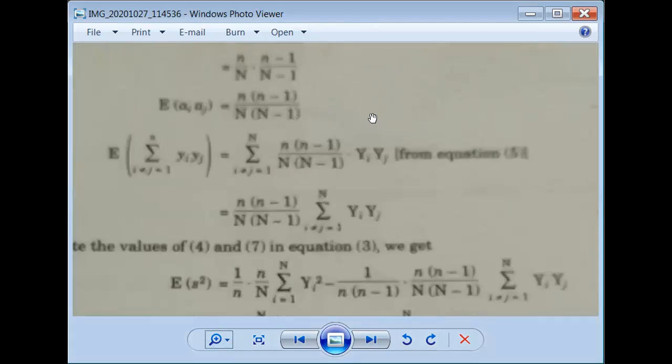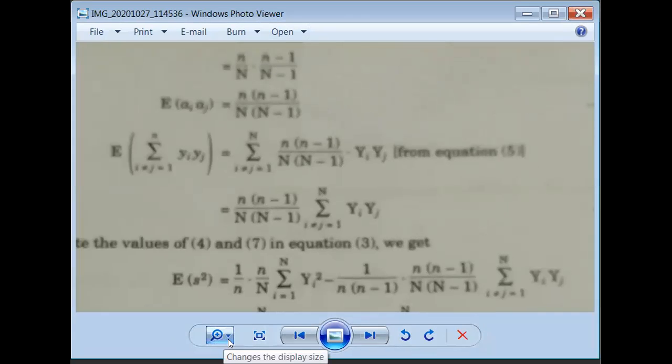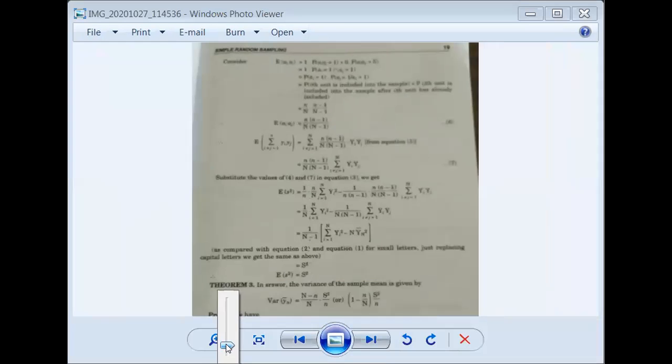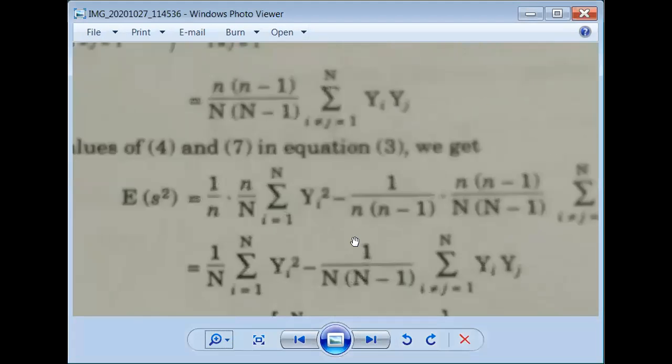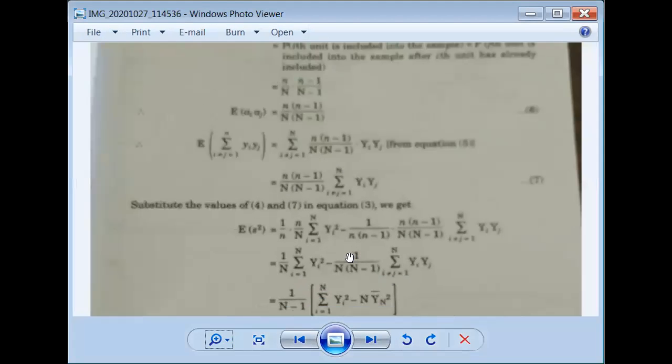Okay. So now this entire probability can be written as small n by capital N into n minus 1 by capital N minus 1. So expectation of ai aj equal to n by capital N into n minus 1 by capital N into n minus 1. This is called equation 6.